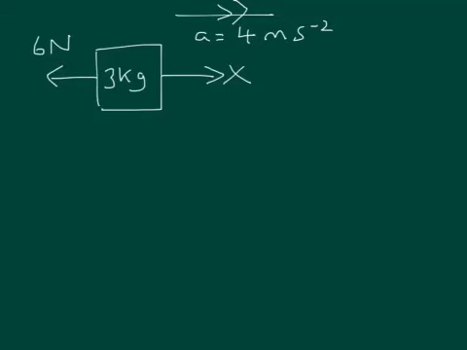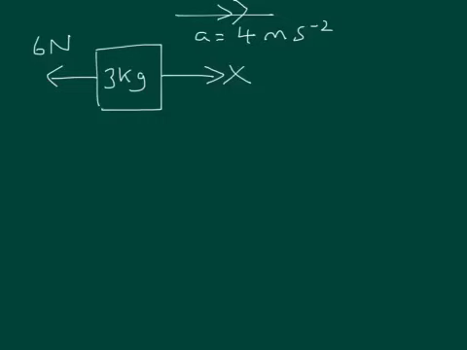Here we've got a packing case which is resting on the ground, and there's a force X being applied to it in this direction here, but there's a resisting force of 6 newtons. The packing case is accelerating at 4 meters per square second. The question is, what is X?